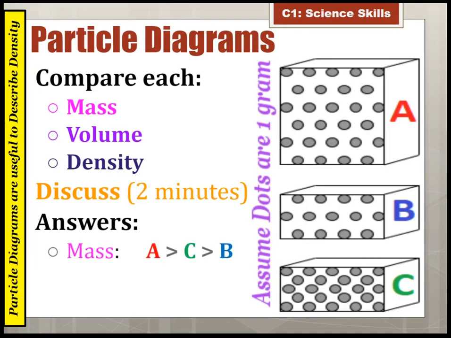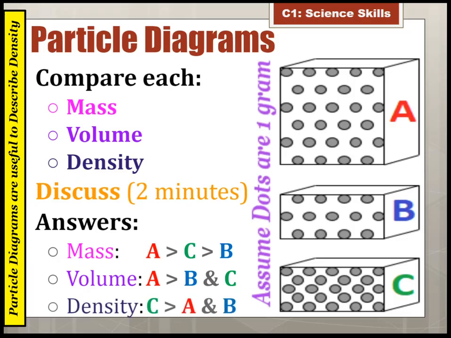Mass: A has more dots, period. Then B, C, then B. Done. Simple, easy. You count the dots, the more dots, since each dot is a gram. A's just got more stuff. Now for volume, A definitely has more, but B and C are copy and pasted. They are exactly the same space. So B and C have the same volume.